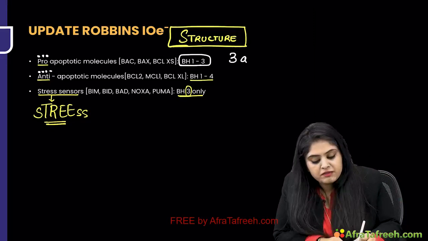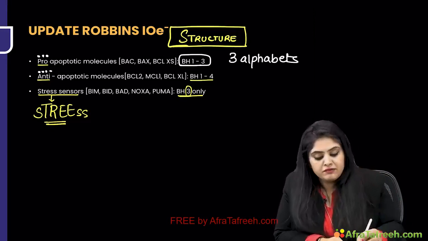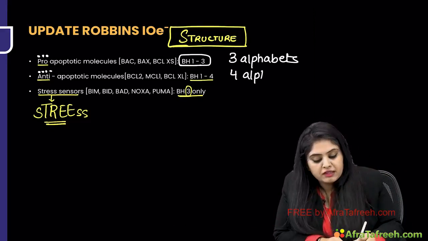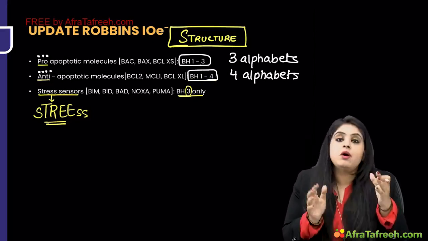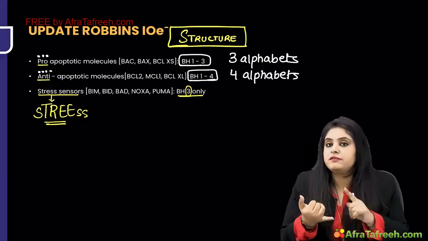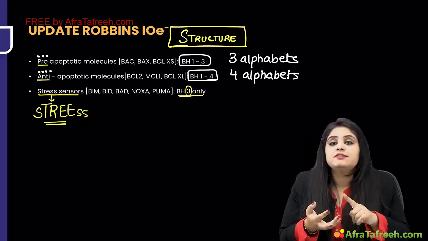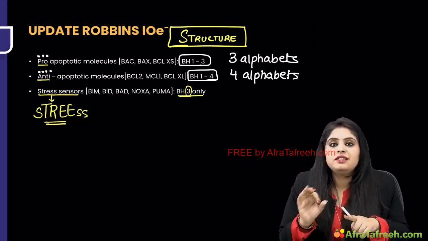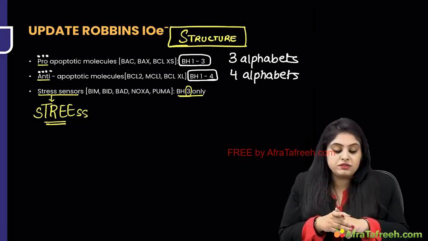So for 3 alphabets, we will say it can have anywhere between 1 to 3 kind of domains, and anti has 4 alphabets. When it has 4 alphabets, how many BH domains can it have? It can have BH 1, 2, 3, 4. That's the easiest way that I could think of how I learned it. So pro molecules have 1, 2, 3, anti-molecules have 1, 2, 3, 4, and stress sensors have 3, so they are going to have 3 only. Only the BH3 molecule is present.